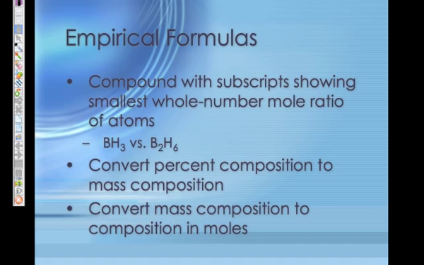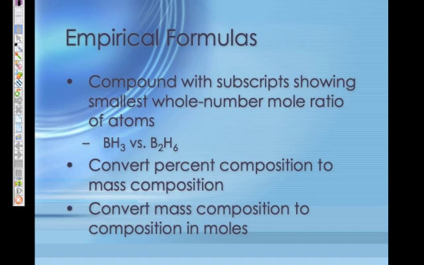So we are going to learn how to use percent composition values to make an empirical formula. This is basically the two steps here. You convert your percent composition into mass composition. We're going to assume that we have 100 grams of a compound. So if 25% of this compound is carbon and we have 100 grams, how many grams of carbon do we have? 25 grams. By assuming that we have 100 grams of the compound, it's a simple conversion right there.